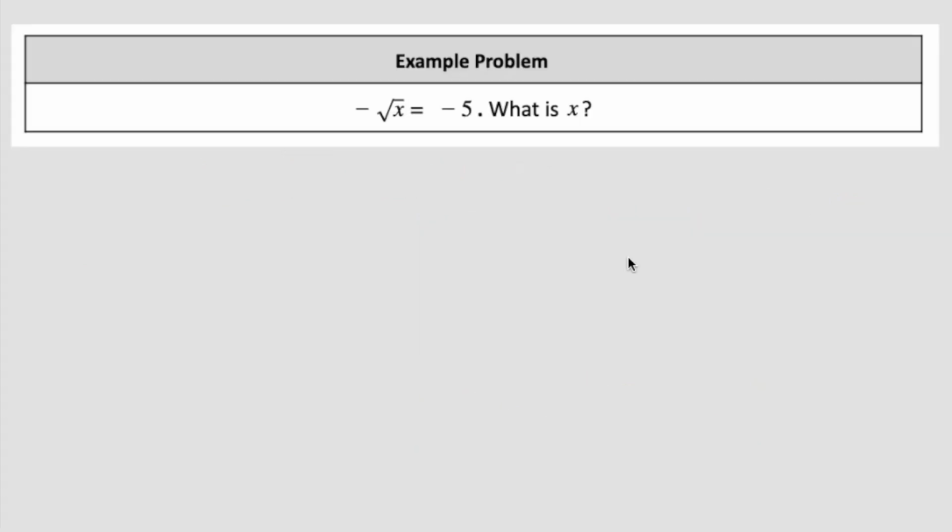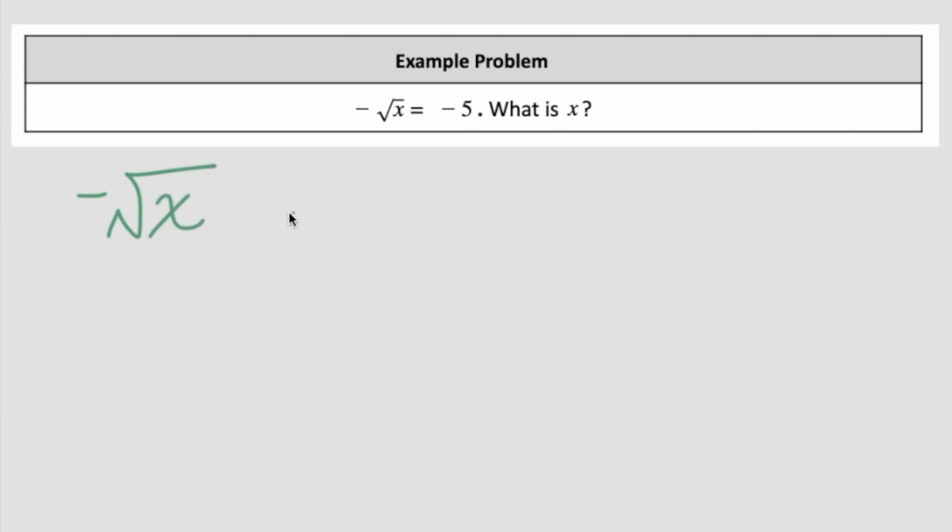Now that we know that there's positive and negative square roots, let's look at an example problem that shows us exactly what that means. We have negative root x is equal to negative 5. What is x? Well, this might seem really difficult, but it's actually not that bad. Let's ignore the negative sign for now. Whatever is the x, that has to be 5 to the power of 2, because the square root of x is equal to 5.